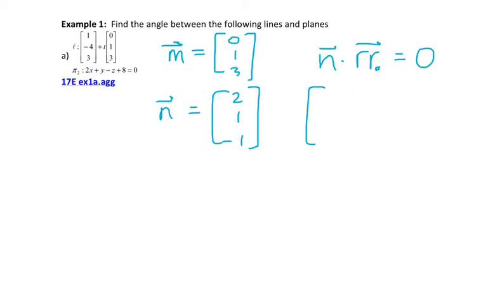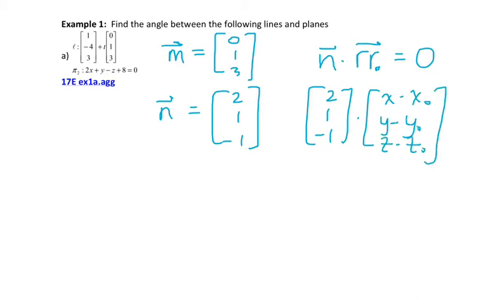And remember that comes from, it must be 2, 1, negative 1, dot with x minus x naught, y minus y naught, z minus z naught. So to get those coefficients in front of our x, y, z, those must be coming from the normal vector. And sorry, if I'm going to make this general, I should have labeled this like our a, b, c. Okay, so 2, 1, negative 1.